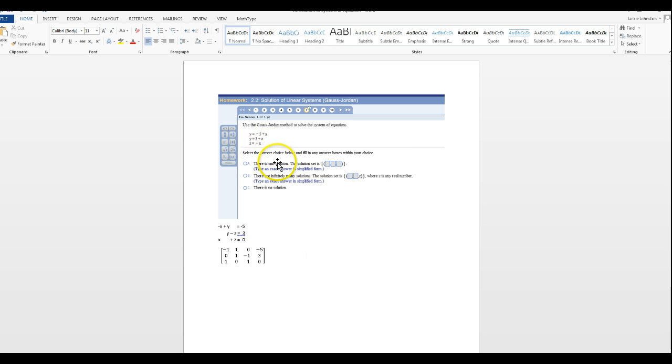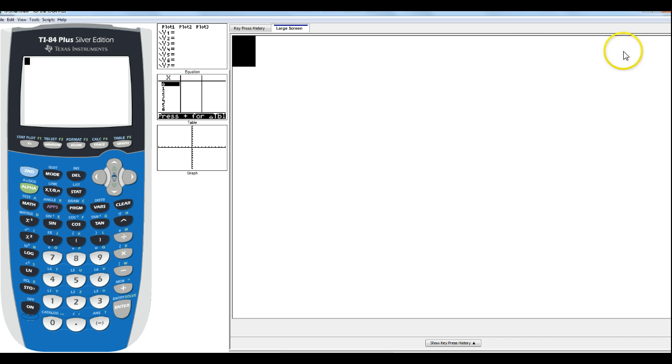a system of equations here. So what I need to do first, I need to put them in correct order as far as we want our x's, y's, z's, and our constants. Then we're going to write an augmented matrix, which you see I've already done, where I've taken the coefficients of each equation and put them into my augmented matrix. Now at this time, we're going to use the TI-84, where I have a TI-84 here.